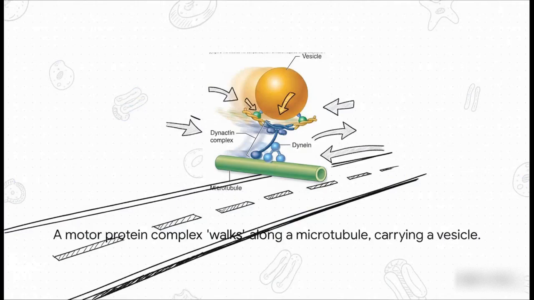And this is what it looks like in action. It's so cool. You can see a motor protein complex. In this case, it's dynein, and it is literally walking step by step along the microtubule, carrying its vesicle. It's just like a tiny autonomous delivery truck driving down a highway, all happening inside the cell.